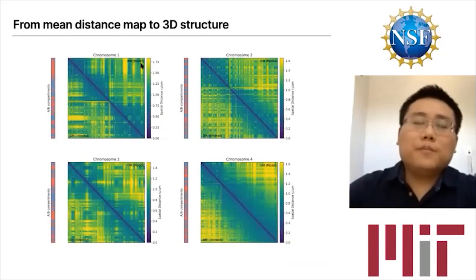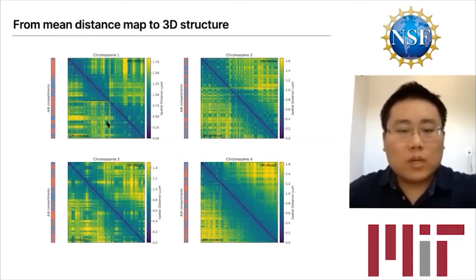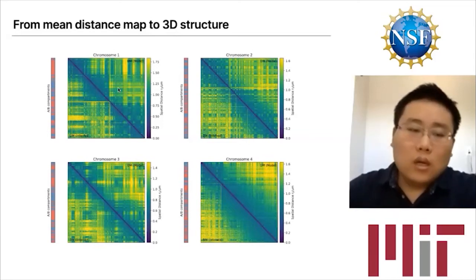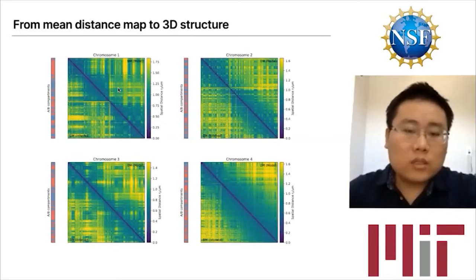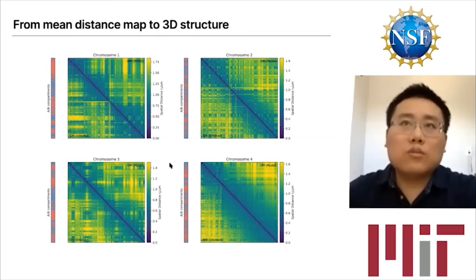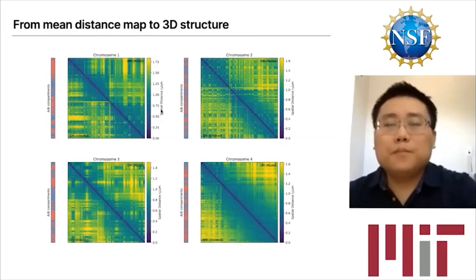So here, this is the comparison between the inferred distance matrix and our model. The lower triangle is the inferred distance map computed from the Hi-C data, and the upper triangle is the result from the model. This shows that the distance map of the reconstructed structure agrees pretty well with our target. And this is chromosome 1, 2, 3, 4. As you can see, all of them have pretty good agreement.